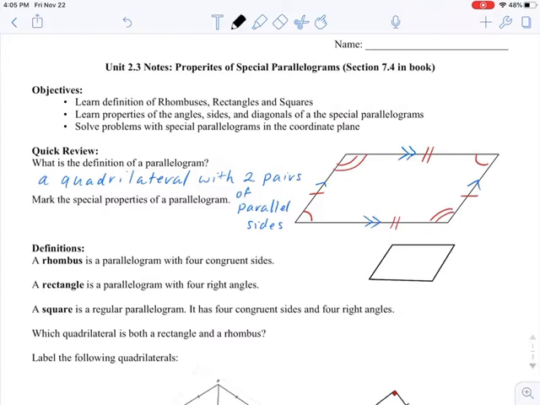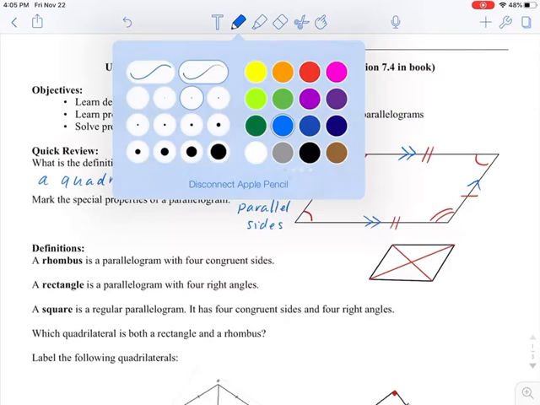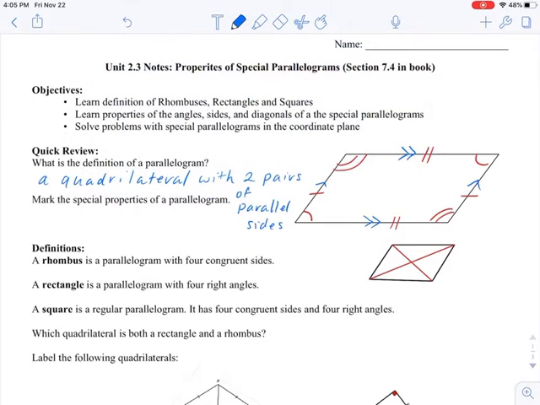there we go. And then if I draw in the diagonals, they go between two non-consecutive vertices, in other words, two vertices that are not next to each other. These diagonals bisect each other. So this segment is congruent to that segment, and this segment is congruent to that one.